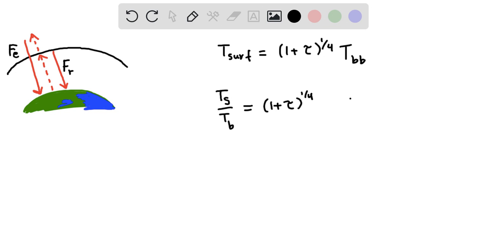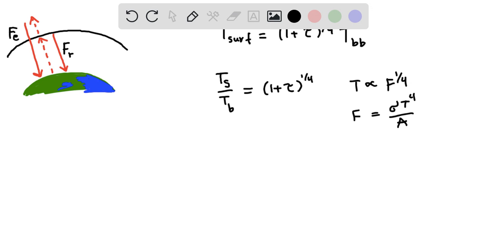We know that temperature in general is proportional to flux to the 1/4 power, because flux is equal to sigma T to the 4th over area. So perhaps we can use flux to demonstrate why this relationship is true. Let's think about the different fluxes that we have in this equation. I have some initial flux which is emitted from the star, which will heat up the planet. And then this flux will be re-emitted as the blackbody radiation from the planet, which has now been heated up. And then some proportion of that re-emitted radiation will be reflected back down towards the surface of the planet.